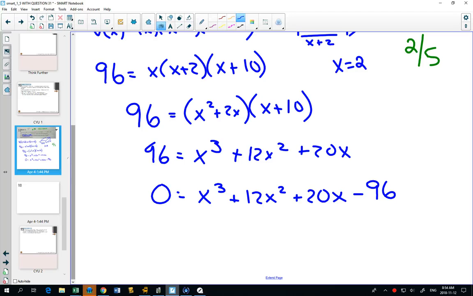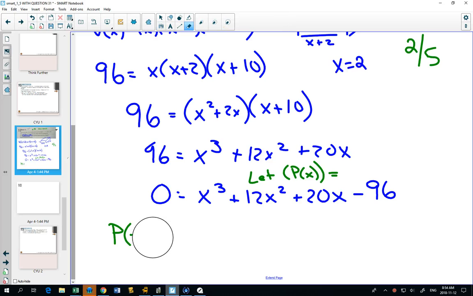But if you let p of x, that's too many brackets, but that's okay. Let p of x equal that, and since we've already guessed and checked that 2 works, plug in p of 2, and sure enough, it's equal to 0.